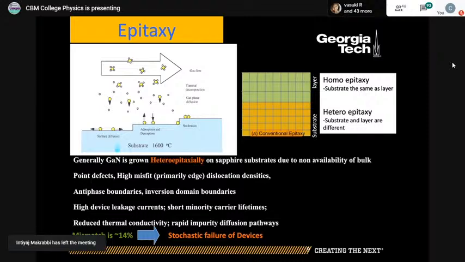Apart from that, these materials are very efficient light emitters with very good quality, and it preserves the functionality of these materials. If we have a reduced thermal conductivity, rapid impurity diffusion pathways are created, leading to stochastic failures of these devices. To avoid these, we have to have high quality layers, which is another field where we can use patterning and improve the material quality. I'm going to deal with that a little bit later also.